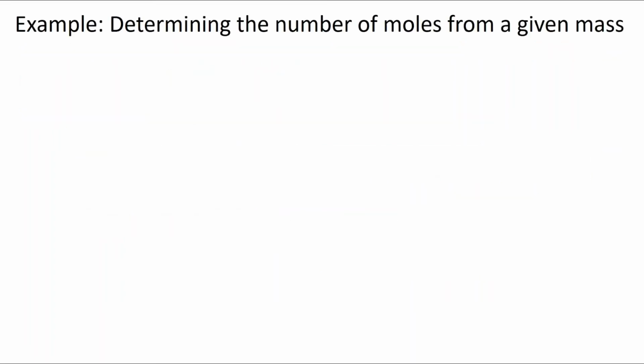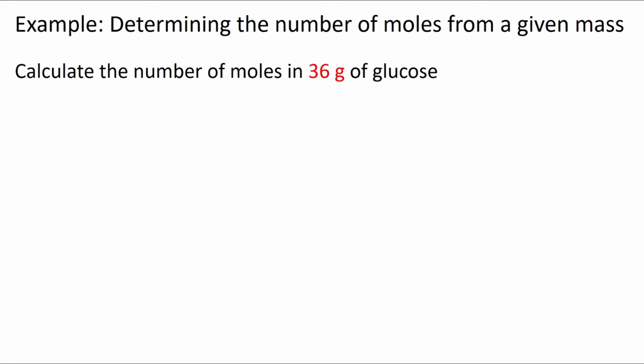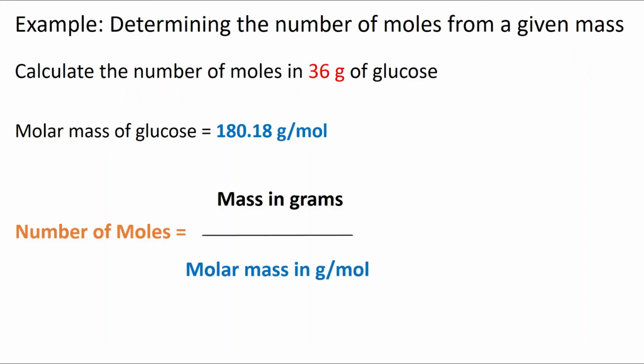As an example of how we can use this equation, we're going to determine the number of moles we have for a particular mass of glucose. We would like to know the moles present in 36 grams of glucose. From our previous work, we know that the molar mass of glucose is 180.18 grams per mole. Again, remember that this means that 1 mole of glucose has a mass of 180.18 grams. So in our example, we have 36 grams, which, if we think about it, is less than 180.18 grams, so we expect our answer to be less than 1 mole, a fraction of a mole.